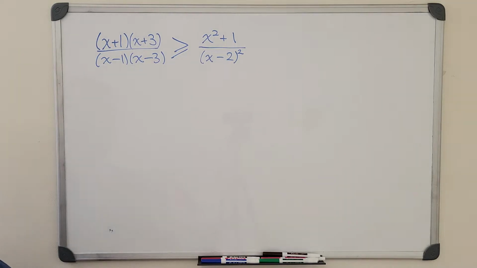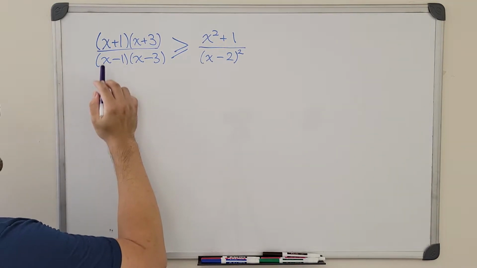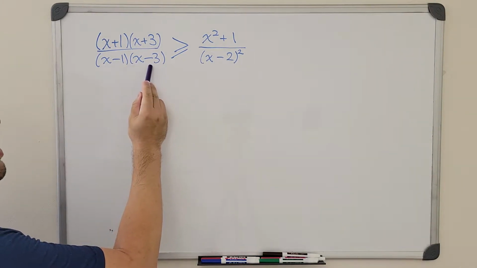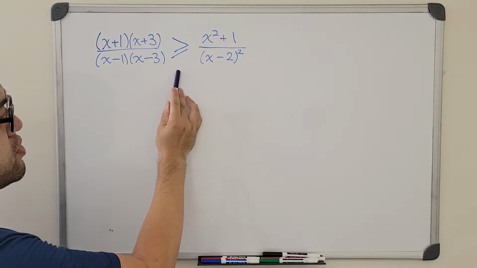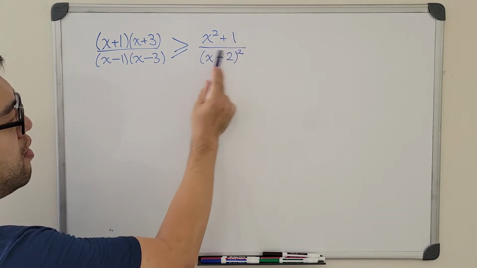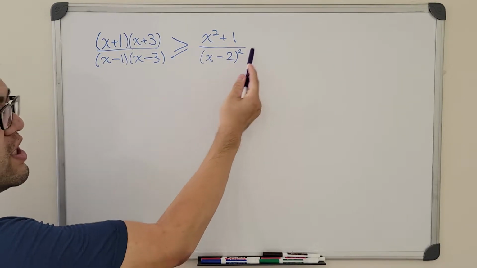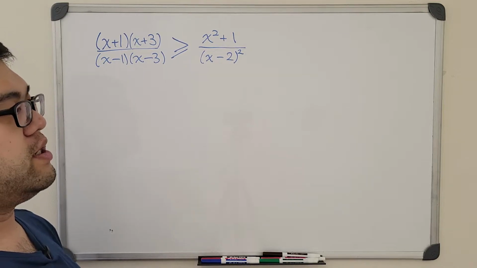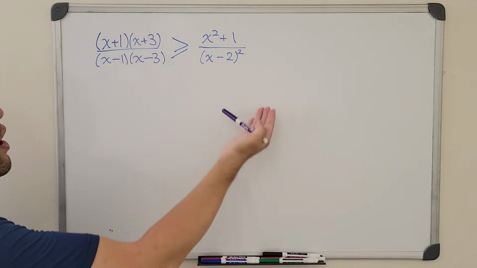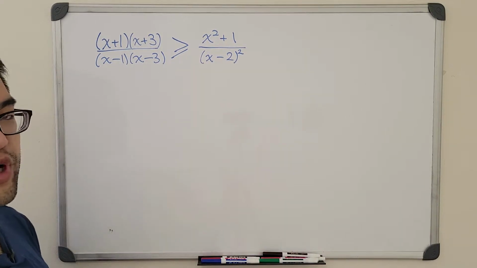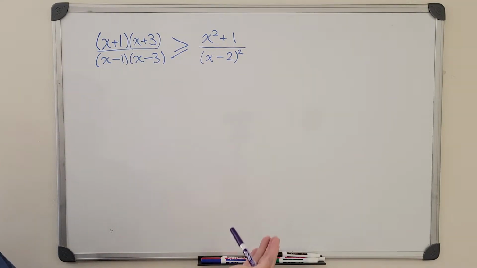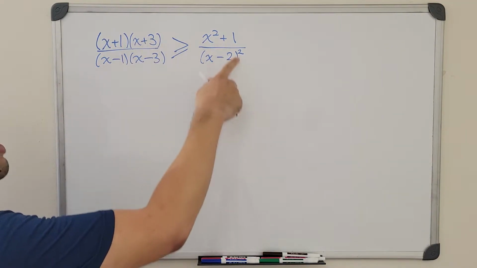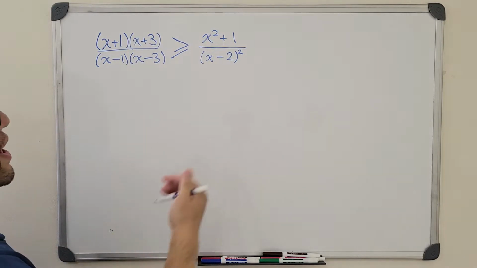So in this problem, we have the inequality (x plus 1)(x plus 3) all over (x minus 1)(x minus 3), which is greater than or equal to (x squared plus 1) all over (x minus 2) quantity squared. If you have already taken or are going to take the pre-calculus course or something equivalent, in class, the teacher will always tell you to just multiply the common denominator to both sides and then solve it.